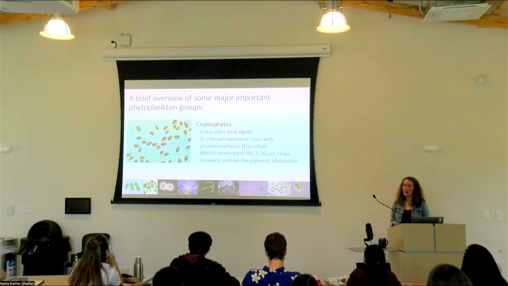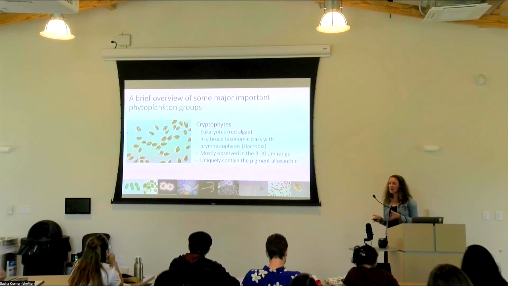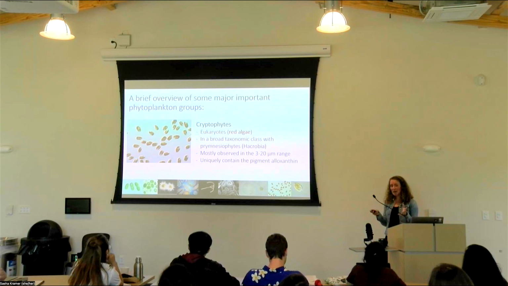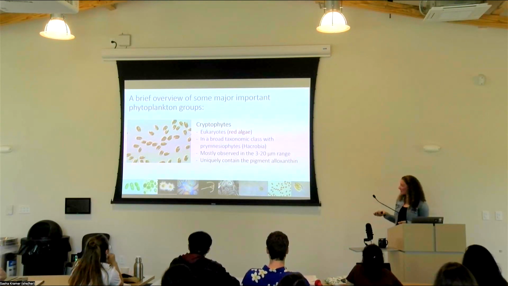All right, rounding out the red algae, we have the cryptophytes. These are pretty small. They're in the nano, but often on the smaller end of the nano-sized phytoplankton. I already gave that example of how they're broadly grouped into the Hacrobia, so with the haptophytes, even though they're really different.